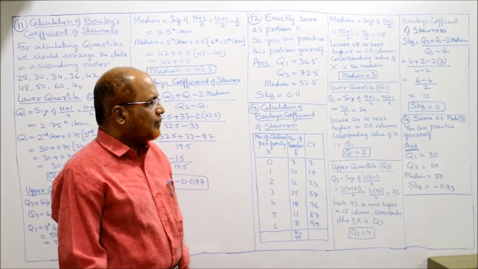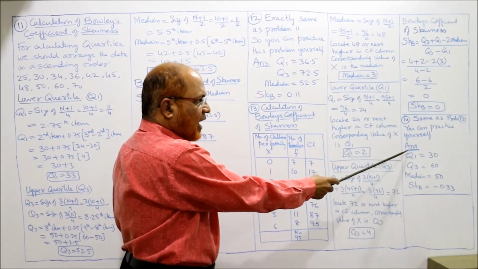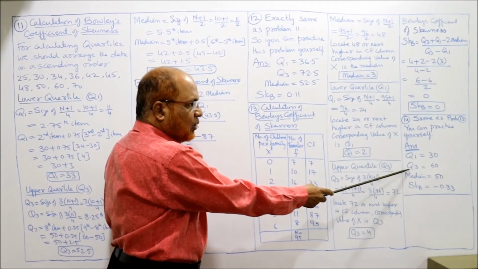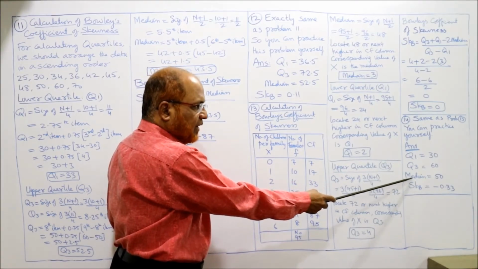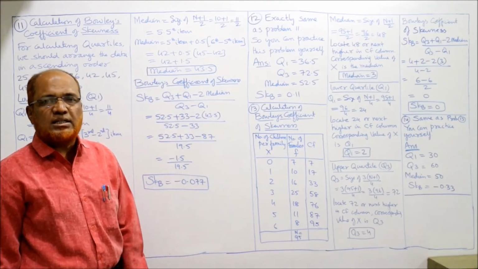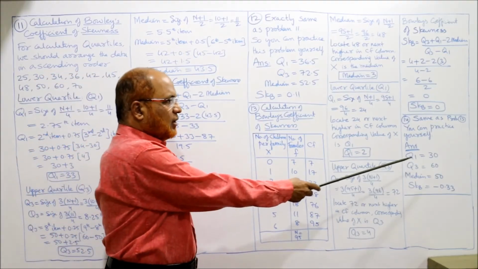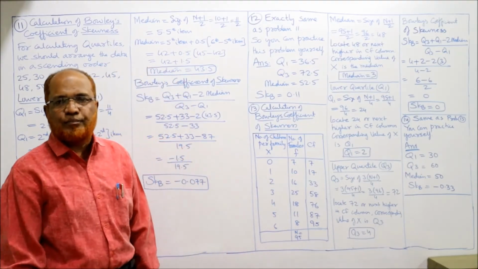So 14th problem. Same as problem number 13, you can practice yourself. Answer is Q1 30, Q3 60, median 50. So ultimately SKB you will get minus 0.33. This is the 14th problem answer you will get if you try yourself.